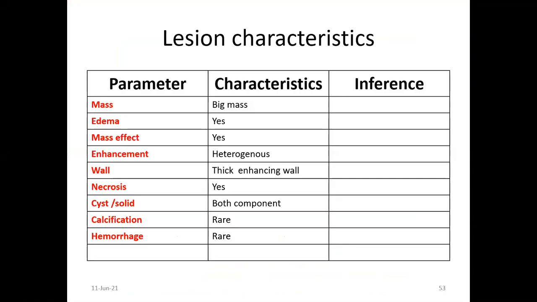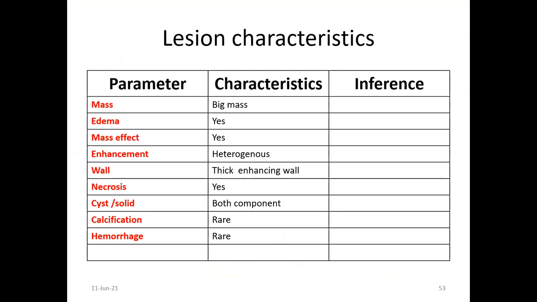Glioblastoma multiforme is a very aggressive disease. Prognosis is very poor. In adults, it is the commonest neoplasm. Of all astrocytomas, it is 50%. Most of the astrocytomas are glioblastoma.